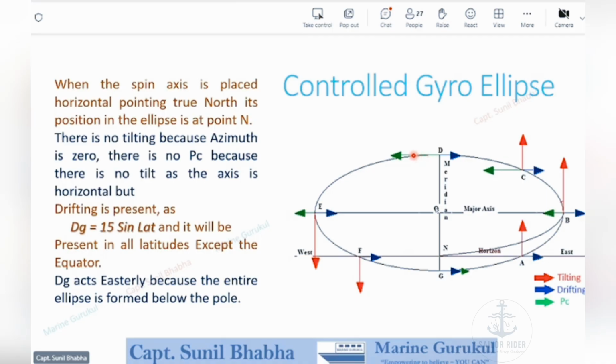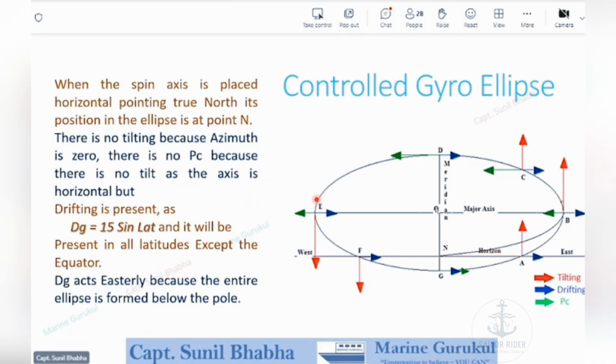As it crosses over to the western side, we have the westerly azimuth increasing now. With the azimuth increasing, the tilting again comes into the picture. But since we are west of the meridian now, the tilting is downwards. West of the meridian, the tilting is downwards. So when you go west of the meridian, tilting acts downwards. That's why you see the spin axis starts to go down. As you go down, the tilt reduces, and as the tilt reduces, the control precession also becomes weaker and weaker.